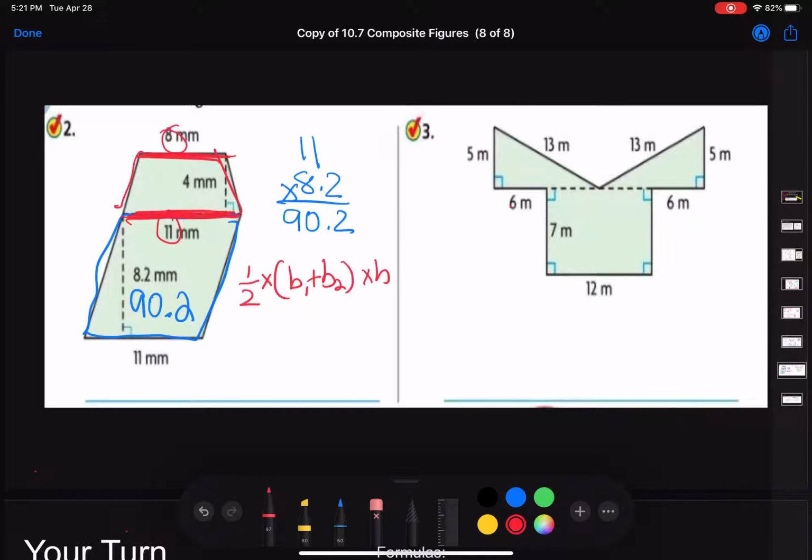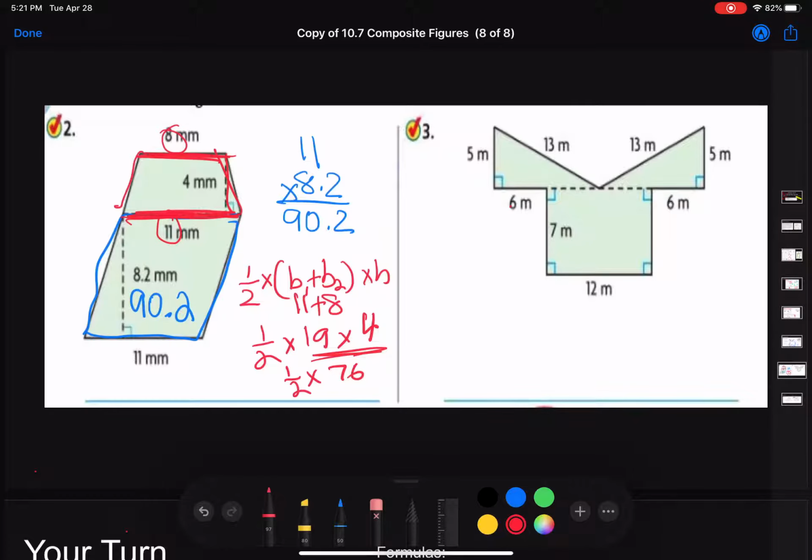Your bases are always parallel. So it's 11 plus 8, so I'm going to get 19. So right now I have 1/2 times 19 times, what's my height? My height is 4. Okay, so the first thing I would do is multiply these two, 19 times 4. Okay, and you're going to get 76.